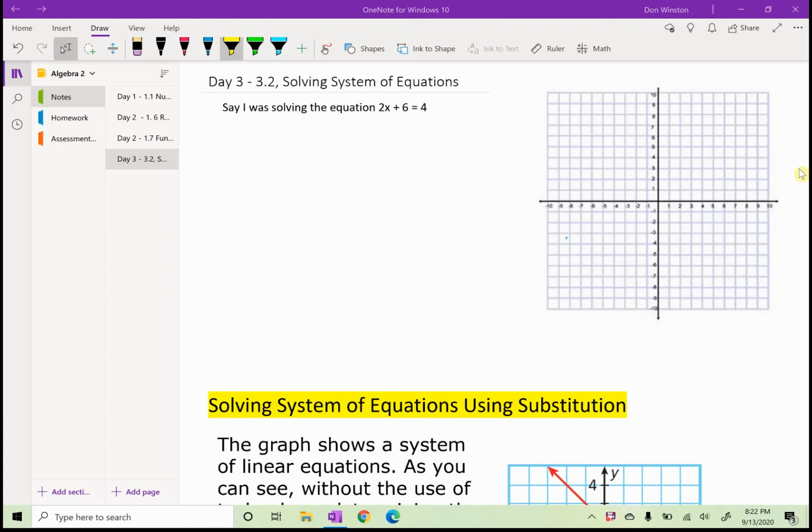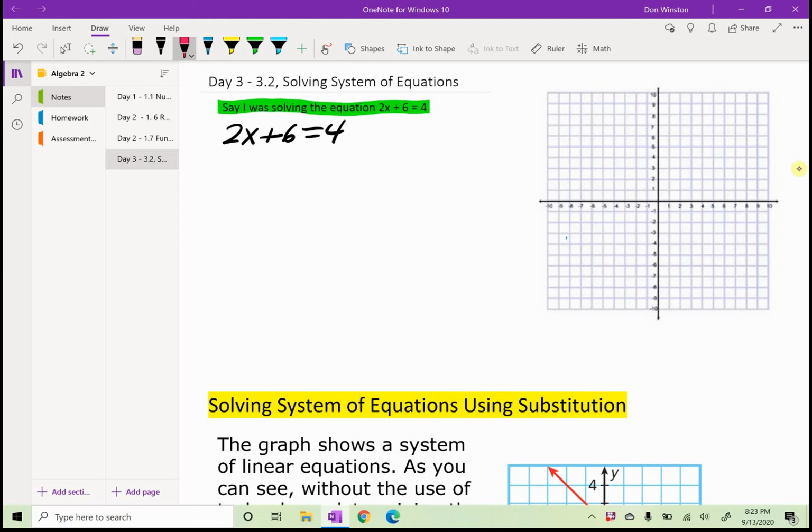Okay, so let's begin. Some things that you've done before in Algebra 1, so this should be familiar to many of you. So let's say here I was solving this equation, 2x plus 6 equals 4. So we know enough to solve for x. We need to isolate x.